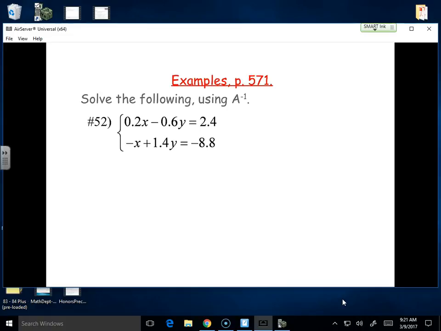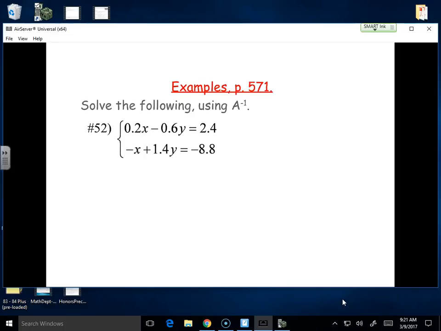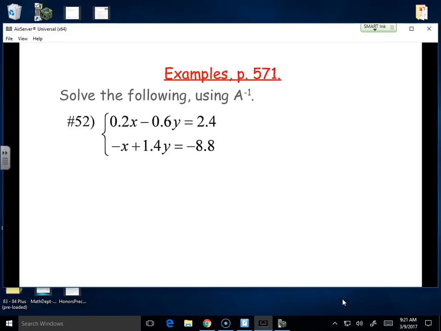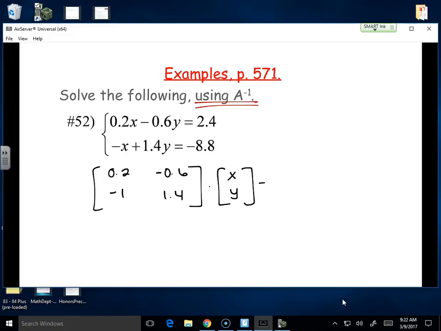Kiddos, how do you solve this? How do we solve using the inverse like the directions tell us? Maybe I should have said that instead, huh? Okay, so let's go ahead and make a coefficient matrix. 0.2, negative 0.6. We've already seen how you can pull away the variables from the coefficients. We have this guy times this guy equals this guy.